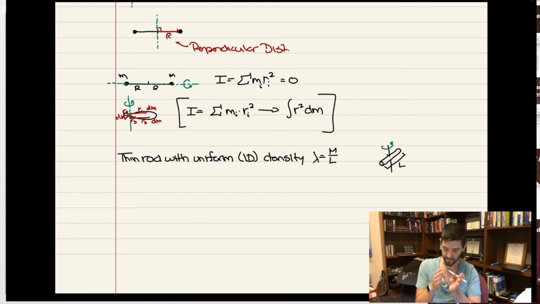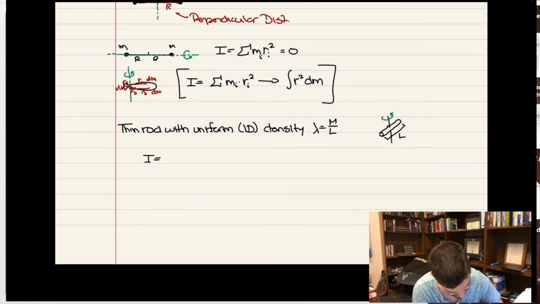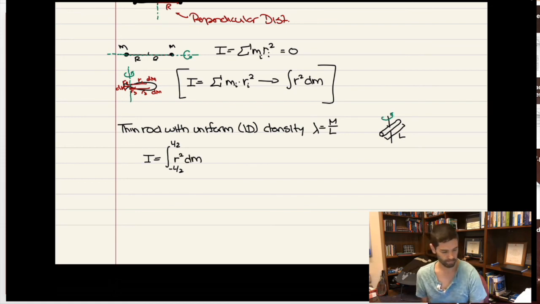Now what I could do is I could break that rod up into a bunch of tiny, tiny, tiny little pieces of mass, calculate their distance from that rotation axis for each of those tiny little masses, and add them all up. So that would amount to saying that my rotational inertia is going to be an integral from negative L over 2 to L over 2 of r squared dm. The limits in that case is because I'm putting the rotation axis at 0, and I'm going to the left half of the rod and to the right half of the rod.